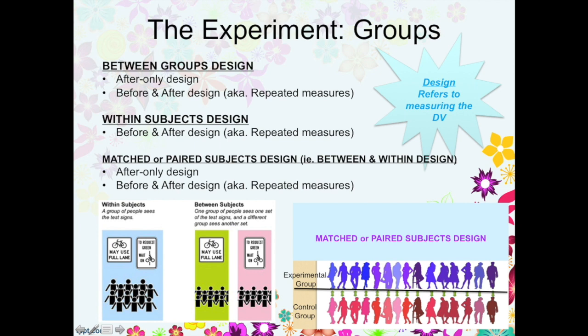But in this case, what you are doing is giving the IV to the people in the experimental group, but you're measuring the DV before you give the IV and after you give the IV. So you're repeating that measurement twice. That's why it's called repeated measures, or pre and post test, because you are measuring before you give the IV and after, or pre the IV and post the IV.